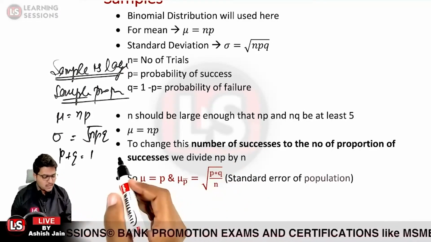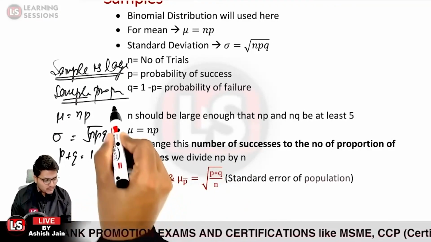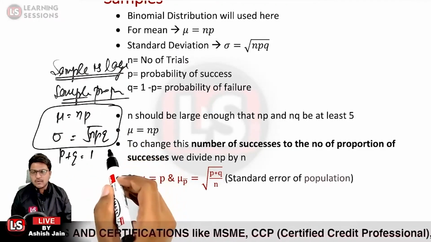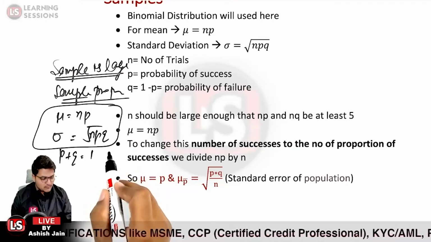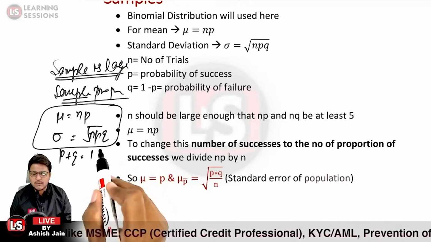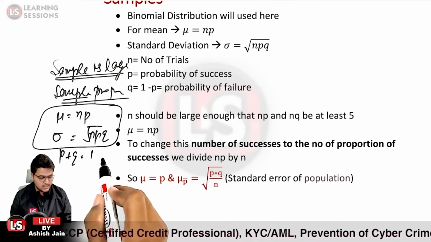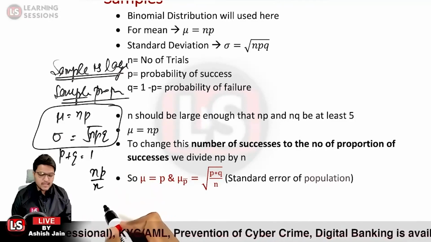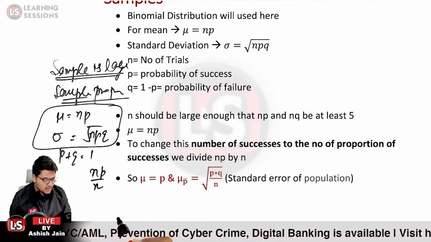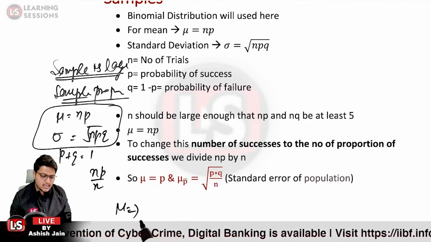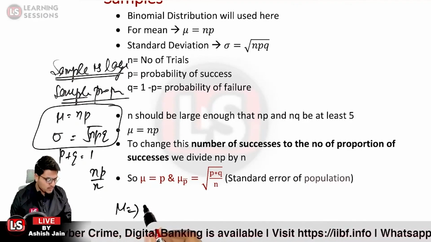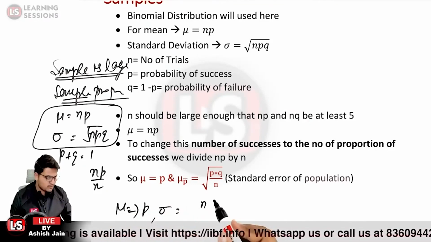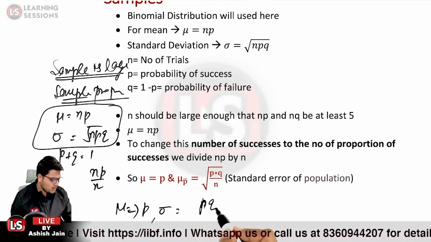And further, we were concerned with the number of successes. If we want to convert this number of successes into the proportion of successes, we will be dividing NP by N over here. So in that case, mu would be equal to P simply. And sigma would be equal to, because it's under the square root, the square root of PQ divided by N.